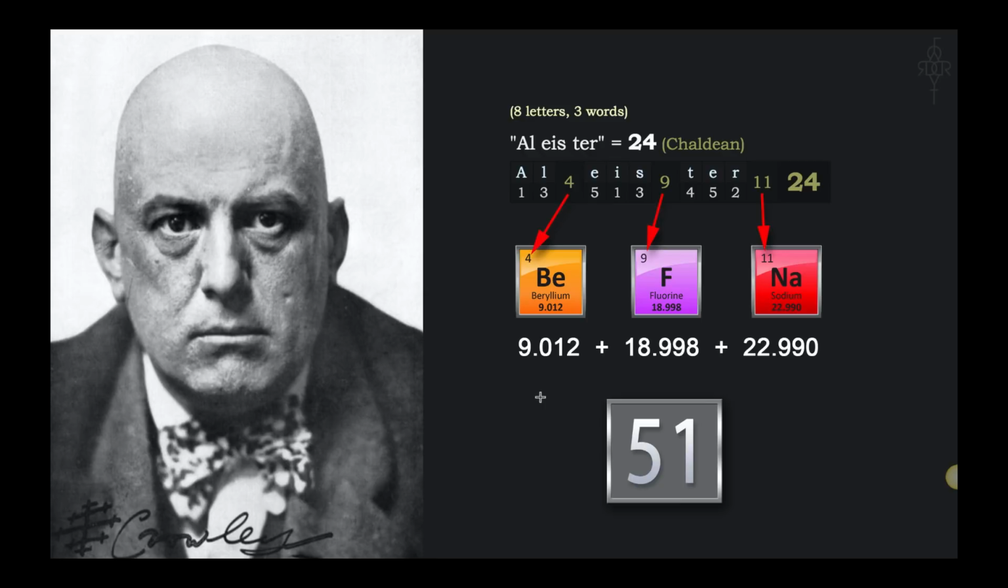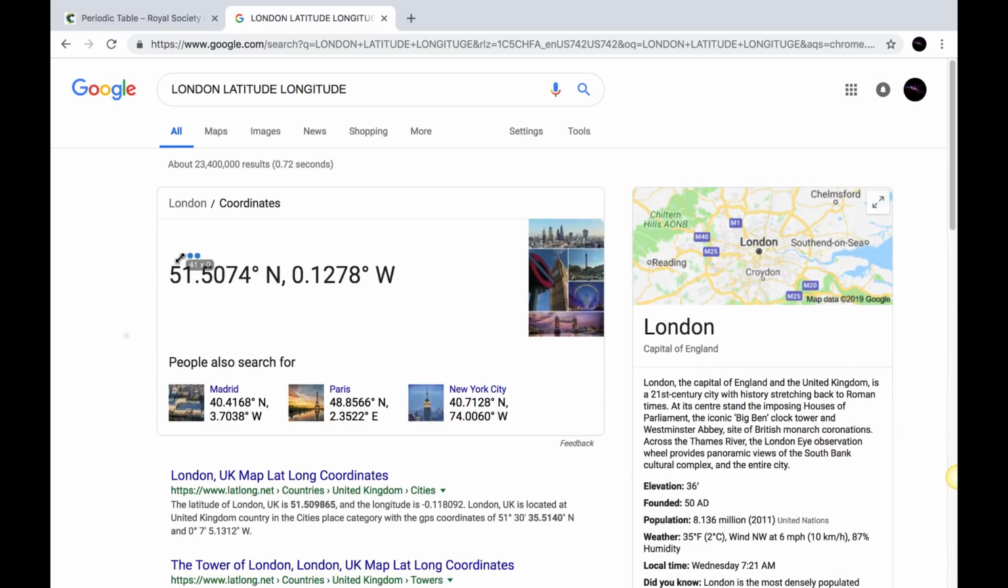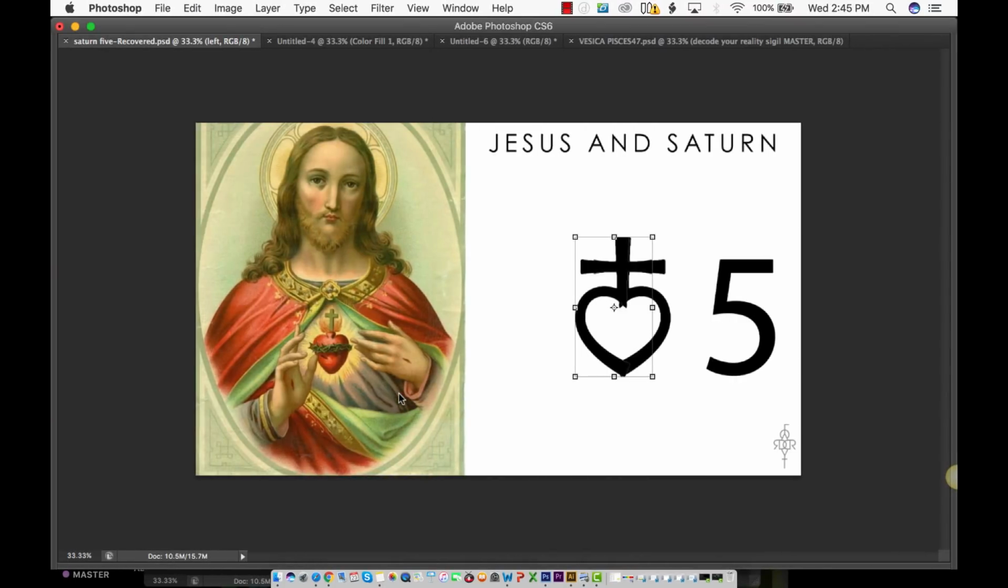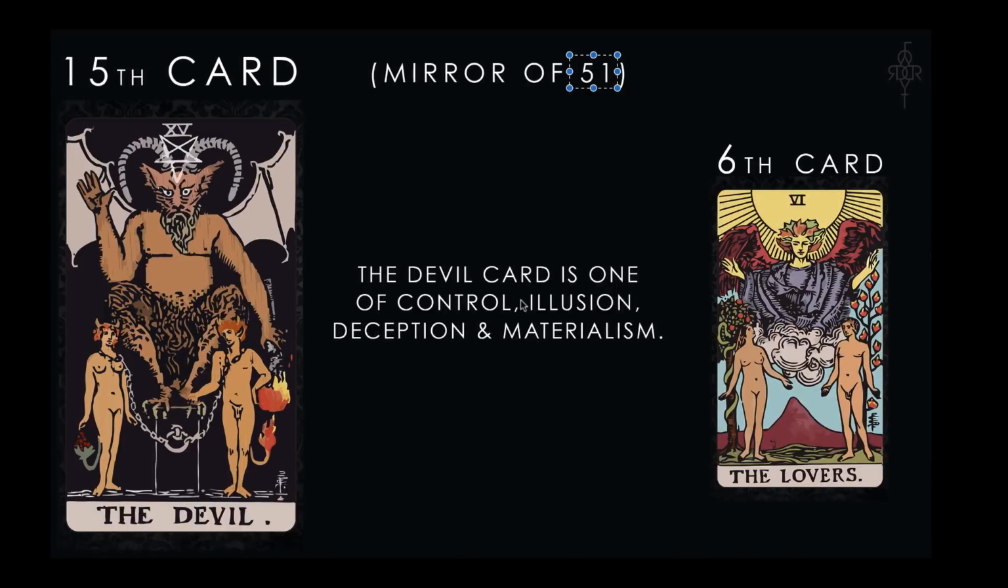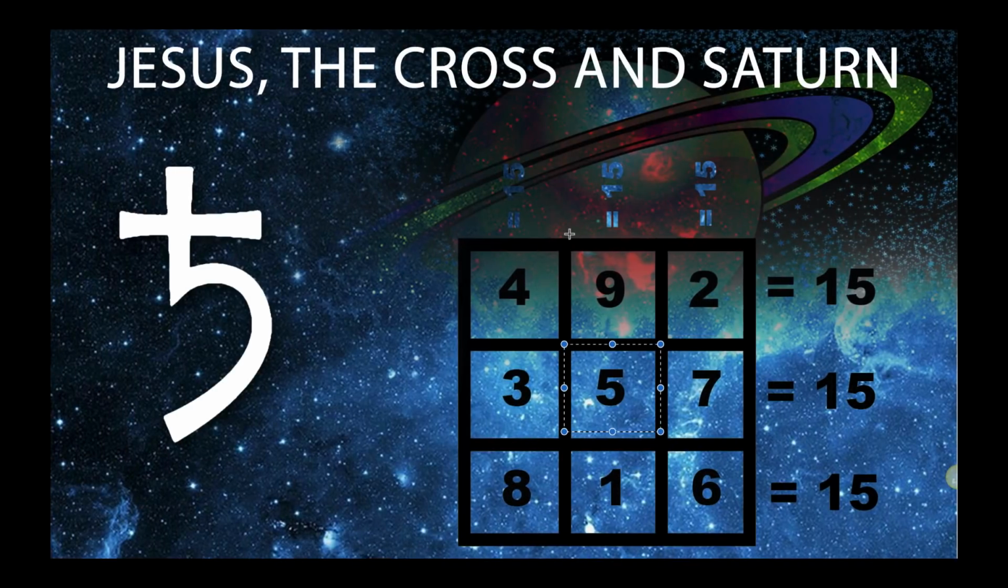And he equals the number 51. Pope, magician. The Pope and the magician, 51. It's right there. So what do you see? London, 51. United Nations, 51. And of course, this is a huge thing right here. The symbol of Saturn tying in right there, the heart of Jesus, the heart chakra. What you love, you express. What are you in love with? Trying to push the 5 on you quite a bit. And then, of course, the 51, the 15, the mirror, the lover's card. What do you see in all of this? And there it is, the magic square of Saturn.